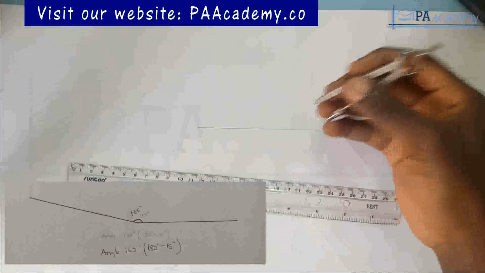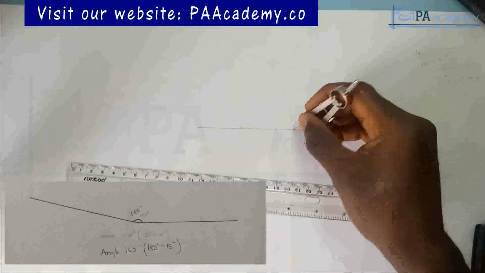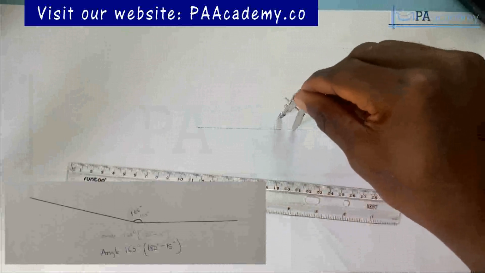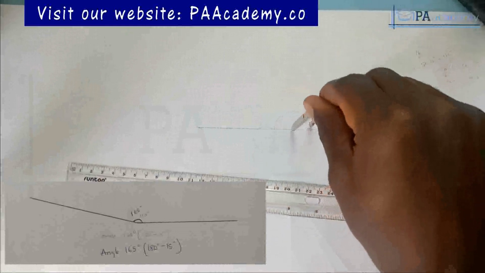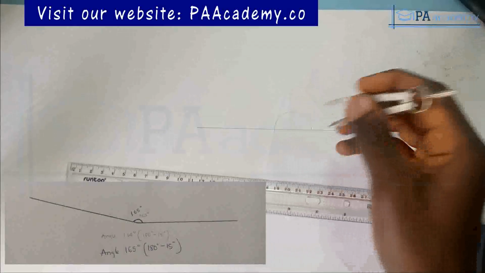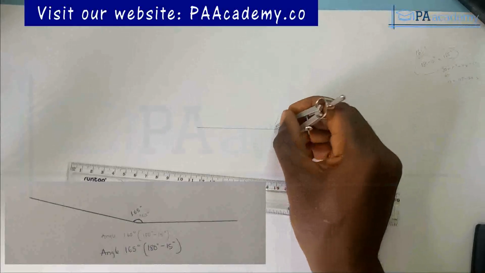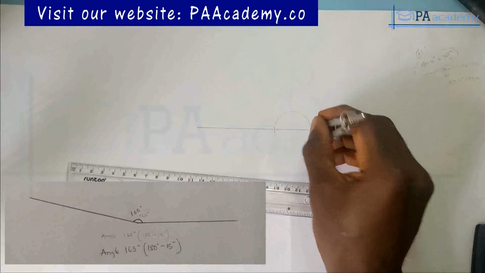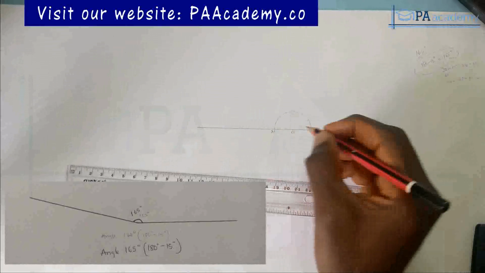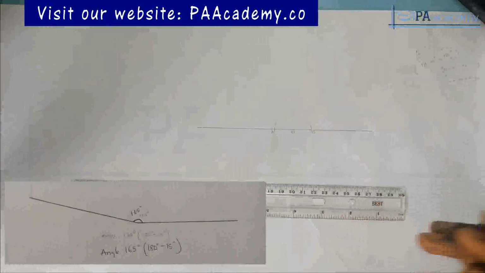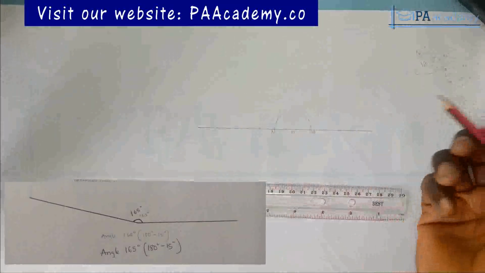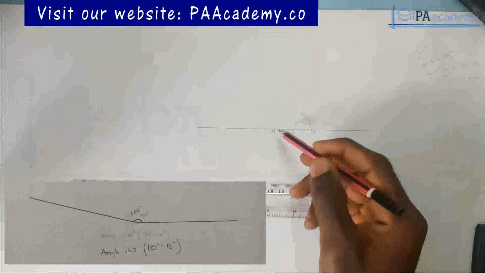I've drawn my line, and then I'm going to draw a semicircle on the line. I take note of where the semicircle is touching the line. The center I'll call point O, and I'll call this point A, and this point B. The angle on the straight line is 180, so what we are going to do is take out 15 degrees.